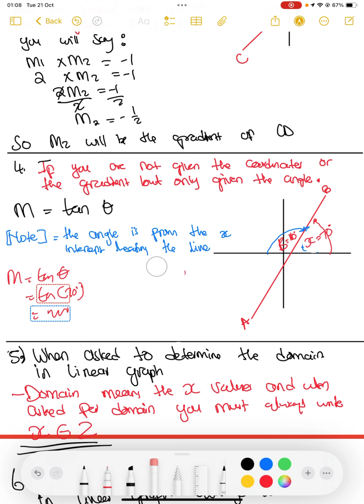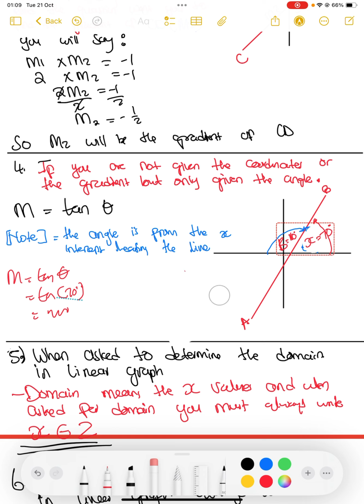Alright, so the gradient is always measured starting from the x-axis going up to the line. If you're given the angle on the other side, like beta, you must know that beta plus x equals 180 degrees because of angles on a straight line. Get the value of x, and use that value to get the gradient that you want.